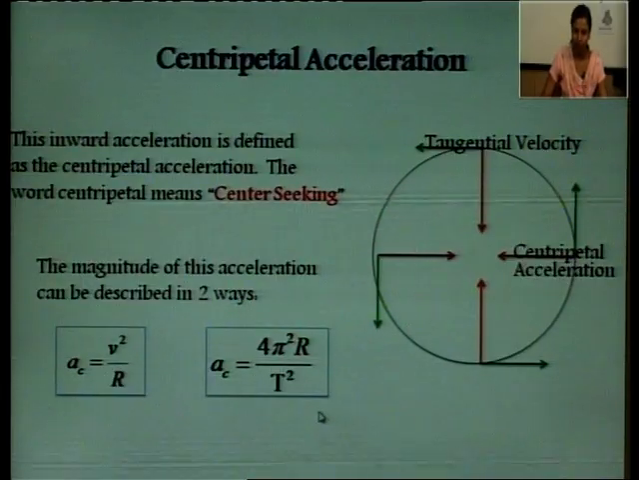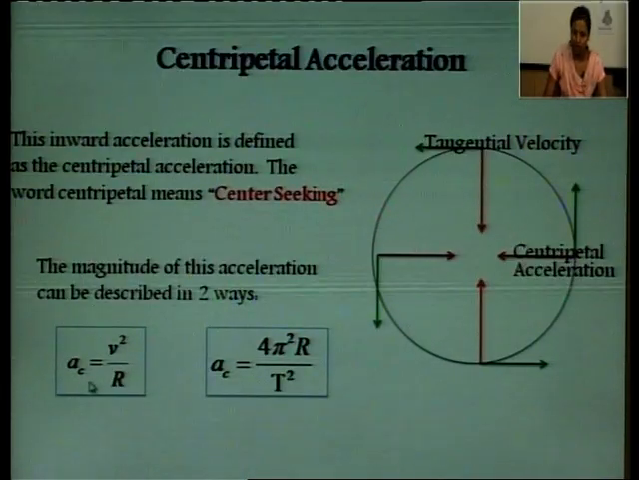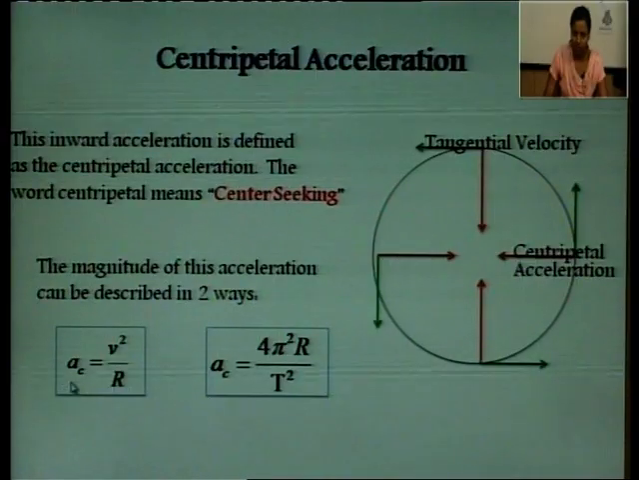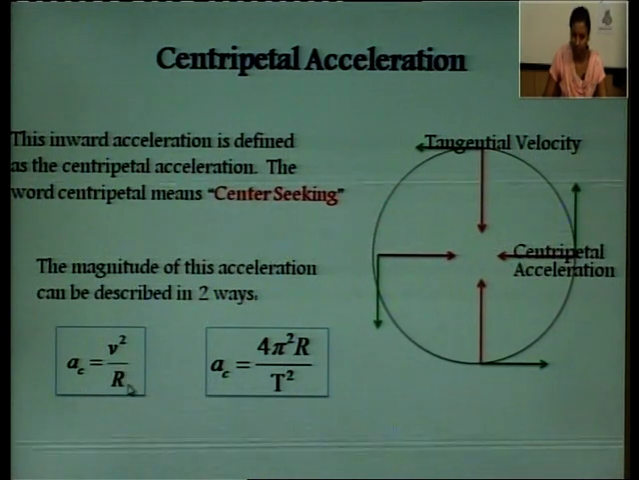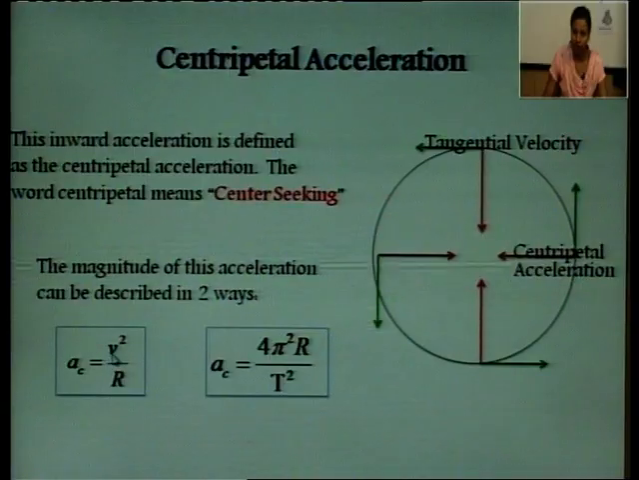So I will repeat here. a_c is v square upon r. This is centripetal acceleration. v is the velocity of the particle at any instant. r is the radius of this circle. If we substitute the value of v, then we come to know a_c is equal to 4 pi square r upon T square, where 4 and pi are constants, r is the radius and T is the time period.